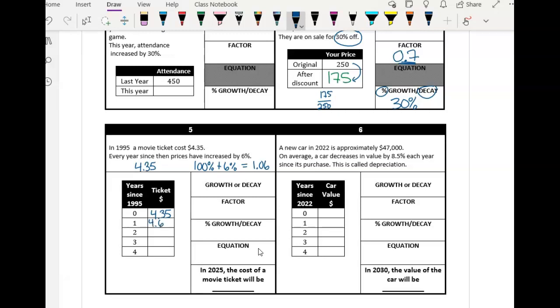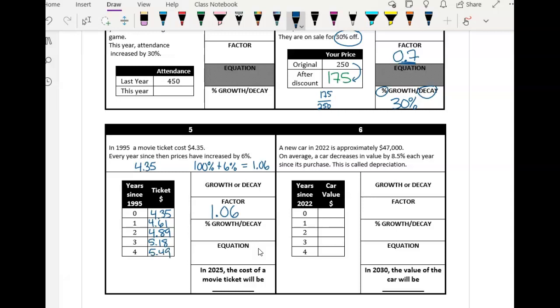Now I can go ahead and fill out the table. Here I can take $4.61 and multiply it by the factor of 1.06, and I get my new price, and if I'm rounding to the hundredths, it's $4.89. And I can keep doing that. So $4.89 times our factor, and we get $5.18. $5.18 times our factor is $5.49.